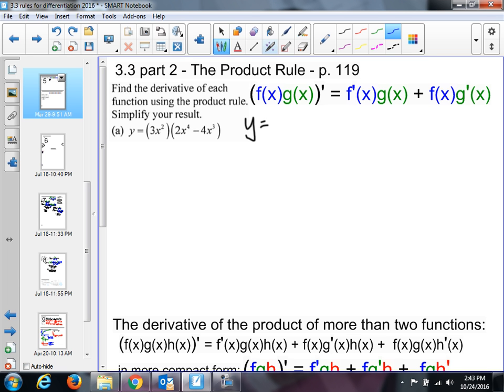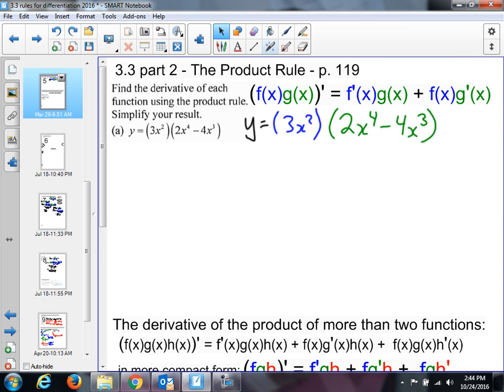So I'm going to use blue first for 3x squared. And I'm going to use green next for 2x to the 4 minus 4x cubed. Now, find the derivative of each function and simplify your result. Just for time reasons, I'm going to skip the simplifying part. It's algebra. Okay. This product rule, though.